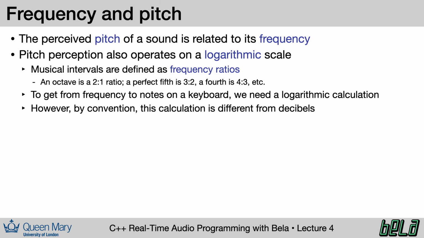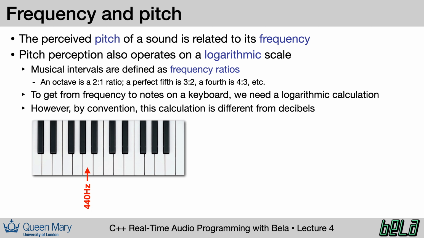What this means is that if we're given a frequency and we want to figure out what note on the keyboard that represents, we would need a logarithmic computation to get there, and conversely, to get from a note on the keyboard to a frequency, we would need an exponential calculation. We've seen that the decibel scale is one way to get between linear and logarithmic scales, but for frequency we tend to use a different calculation.